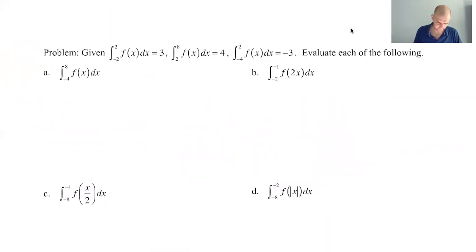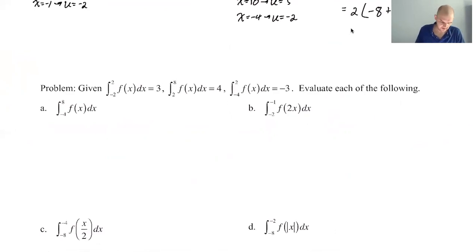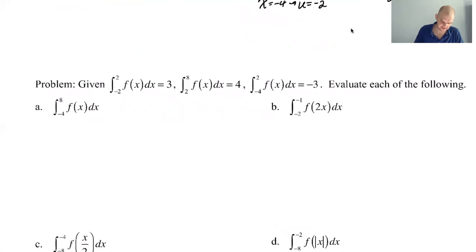Oh, new problem. Okay. I don't know, let's see if we can do it. So we have a different setup: -2 to 2, 2 to 8, -4 to 2. All right, so we have to go from -4 to 8. If I go from -4 to 2 and then 2 to 8, that should take care of that.